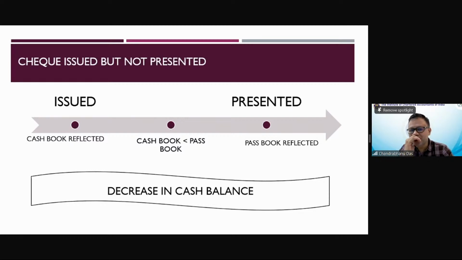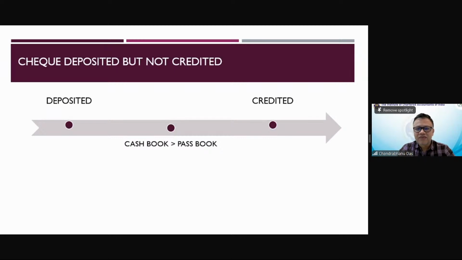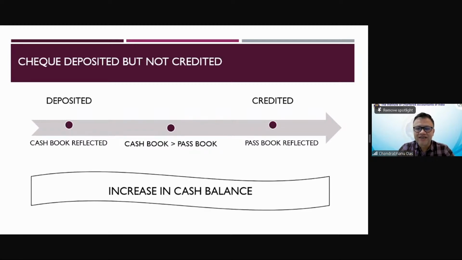These are very, very vital because the questions come normally from these timing differences. In the first 2-3 points, you will always be discussing the timing differences. Here you see, a check is deposited and when it is credited, there is a time lag. At that moment, the cash book is reflected, but your passbook is reflected only when it is credited. So at that point of time, the cash book is more than the passbook.